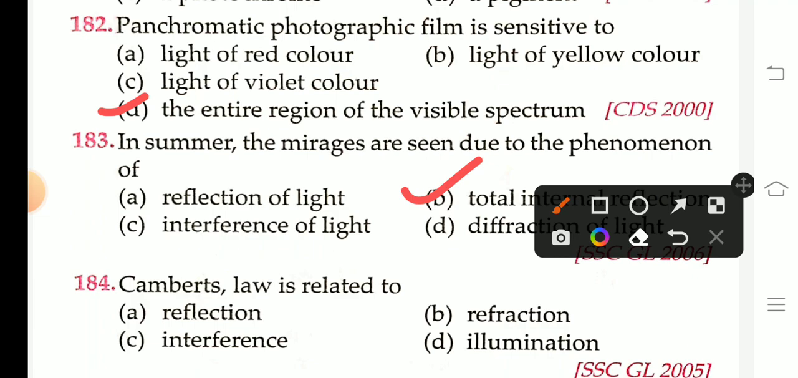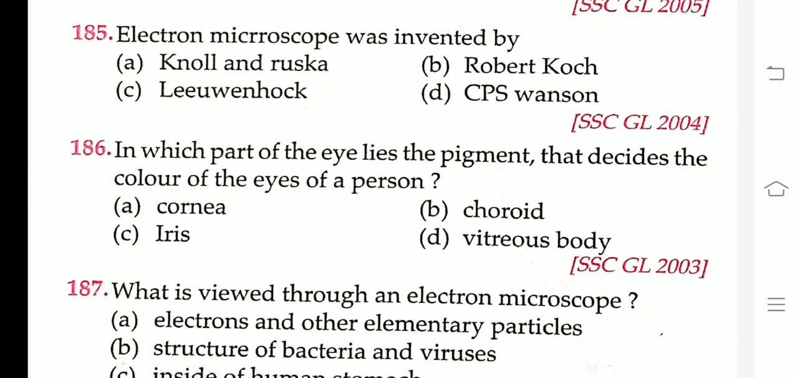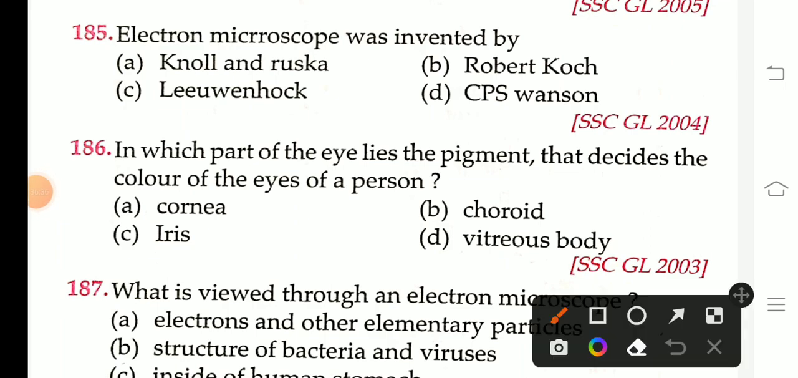Next, Lambert's law is related to. Right answer option D. Illumination. Next, the electron microscope was invented by. Right answer option A. Knoll and Ruska.